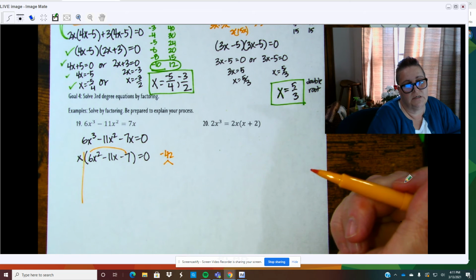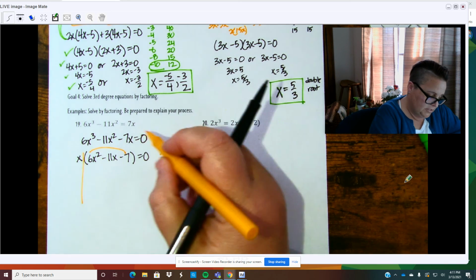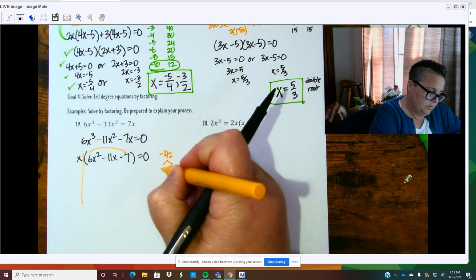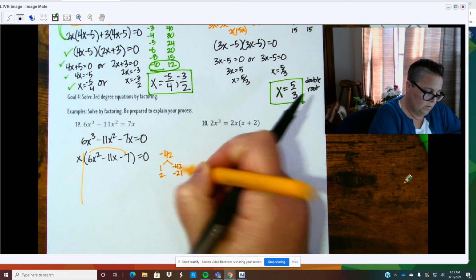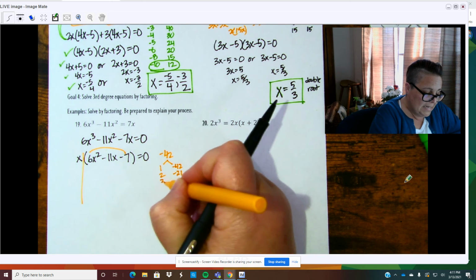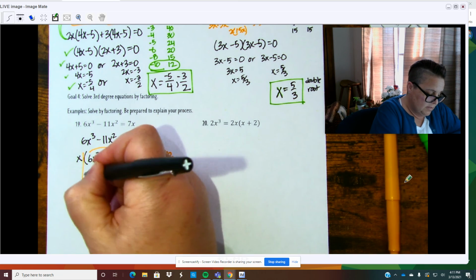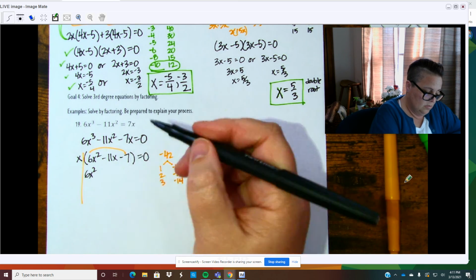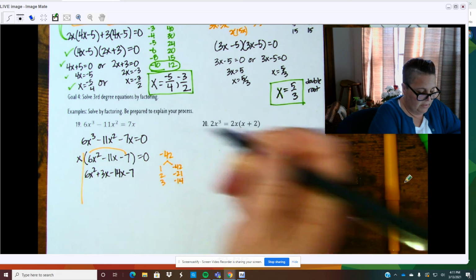I'm hoping they work. I'm hoping I didn't typo this. Okay, so a negative 42 could be a 1 and a negative 42. It could be a 2 and a negative 21. 3 and a negative 14. There's my pair that works. Okay, so this will be a 6x squared plus 3x minus 14x minus 7.